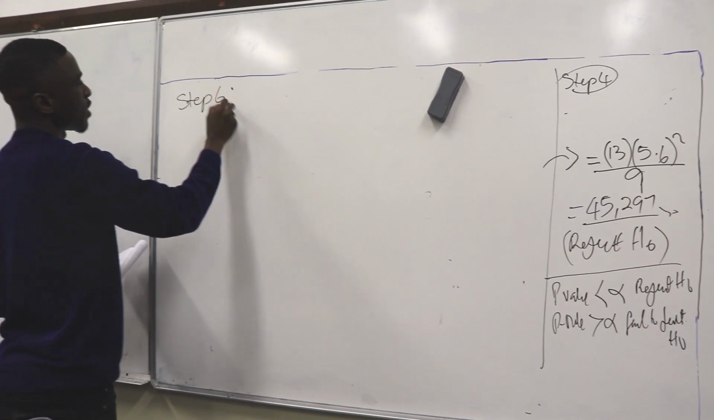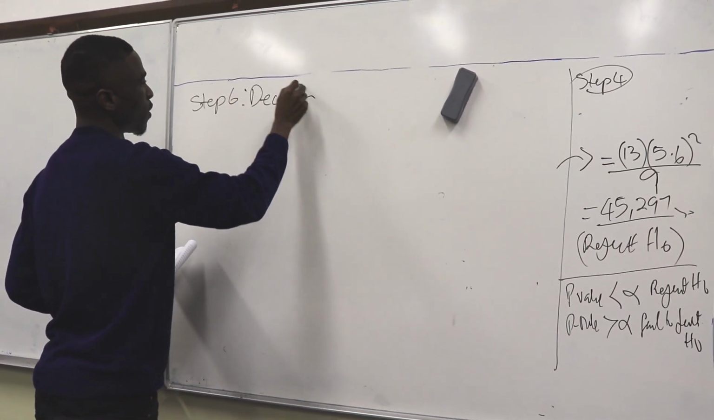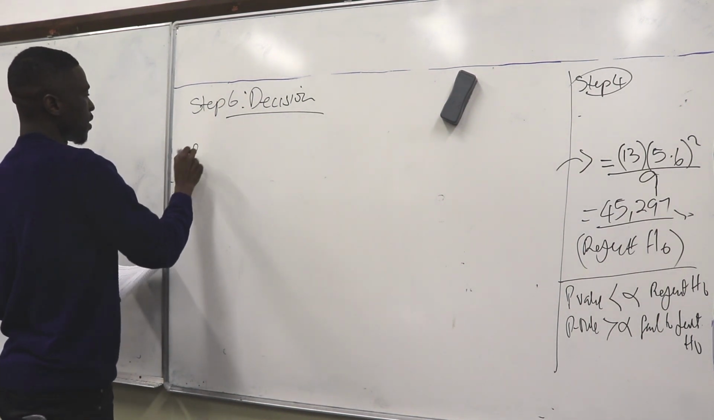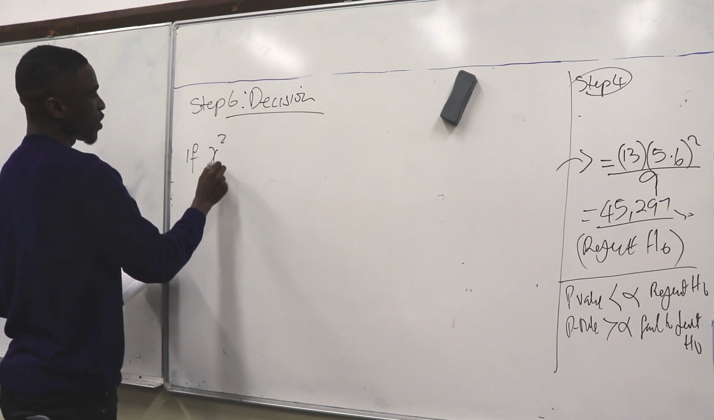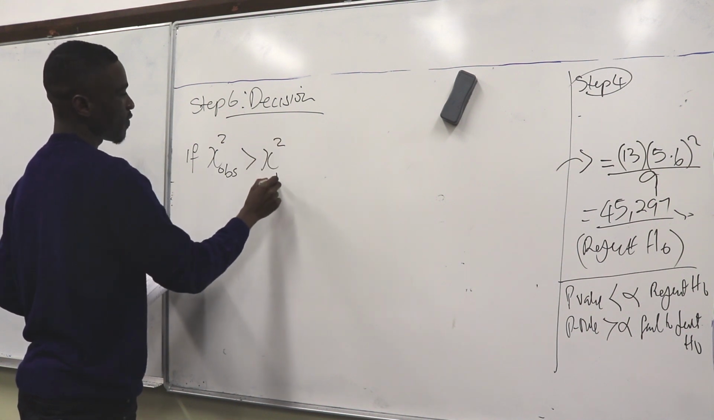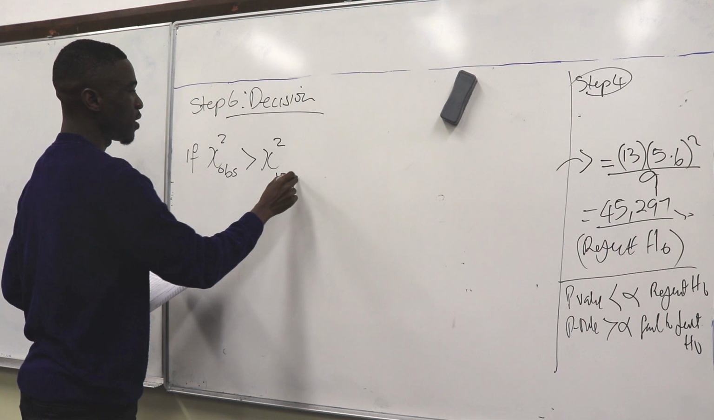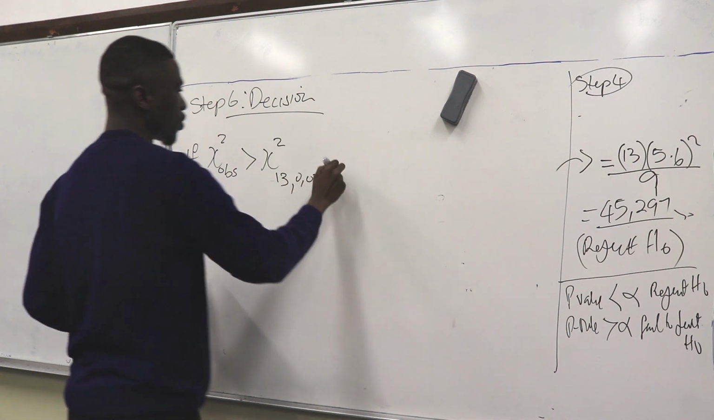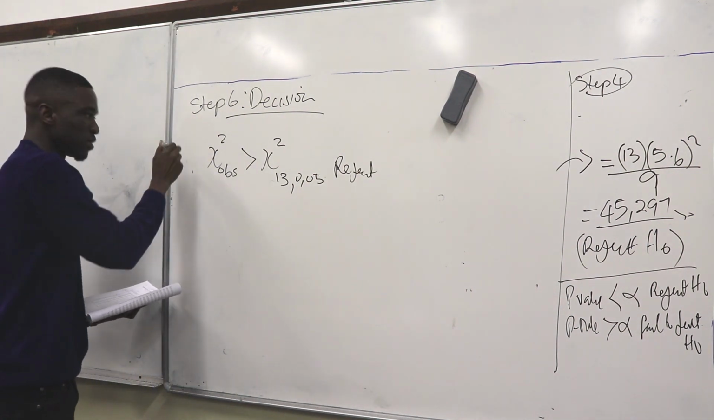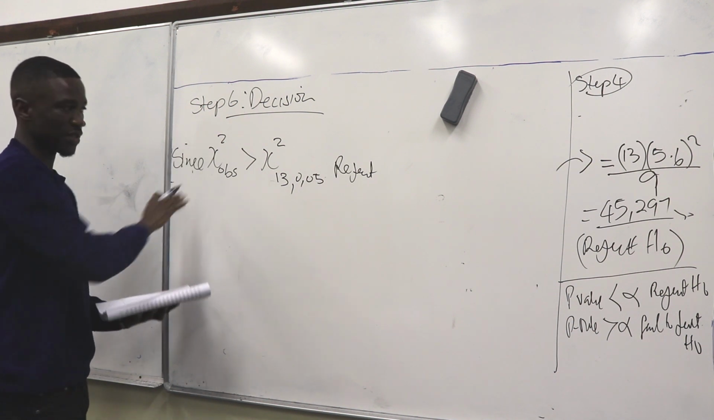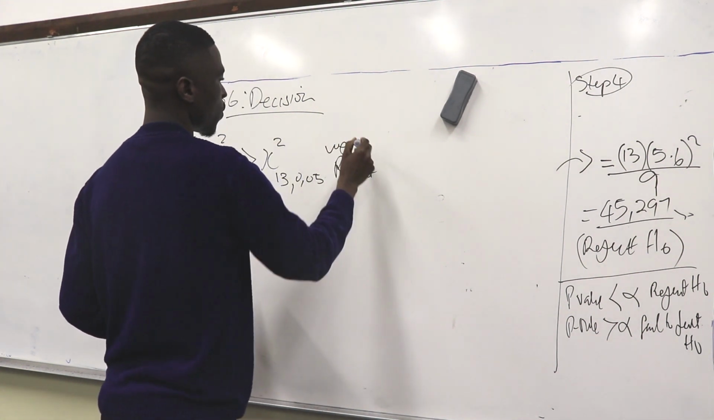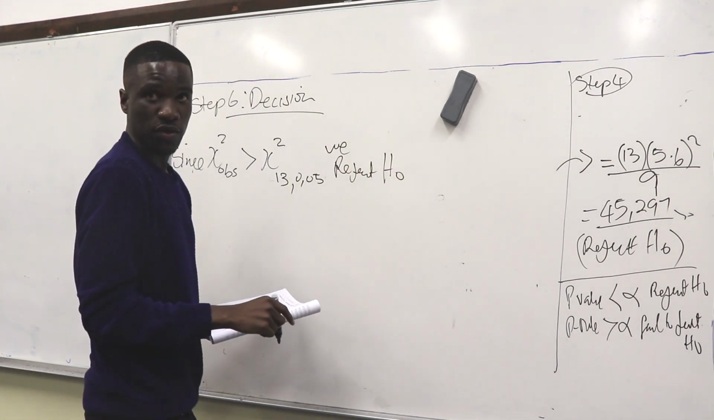So step 6 is the decision. So you remember on our rejection region, we said that if chi-squared observed is greater than the chi-squared of 13, which is our degrees of freedom, 0.05, we're going to reject this guy, right? So you're just going to change this guy and say, since, it's as easy as that. Since this is what happened, we reject h naught, right?